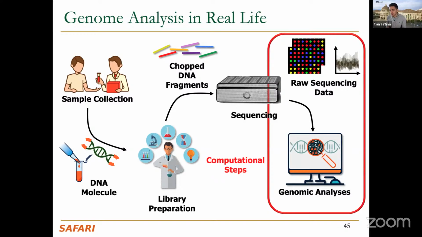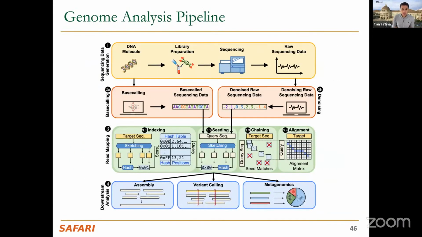The steps here are mainly computational steps, and this is where we are mainly going to be focusing throughout this course. As I said, the common genome analysis pipeline has many steps. It starts from the sequencing data generation up until the downstream analysis, which can generate insights from your genomic data, but after solving certain challenges of the genomic data that we're going to cover in the future lectures.